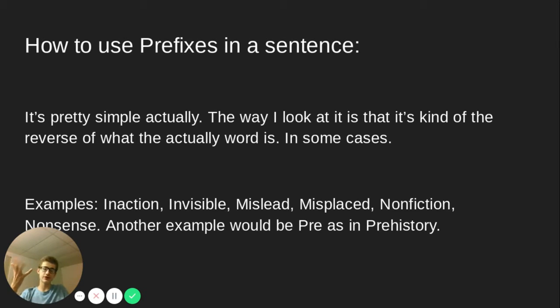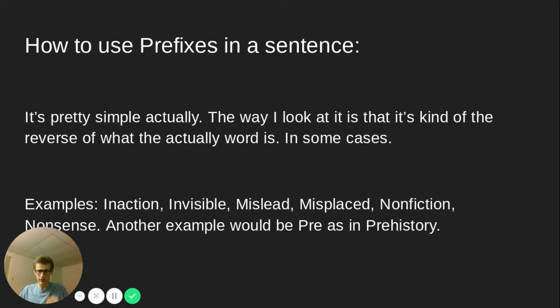How to use prefixes in a sentence. Pretty easy, really, pretty simple. The way I look at it is, for some cases, not all of them, this is just to make it easier for me personally, that for a lot of examples, it's actually the reverse of what the actual word is. An example I could give you would be inaction. Instead of being in the action, there's no action going on, so it's inaction. There's nothing happening.